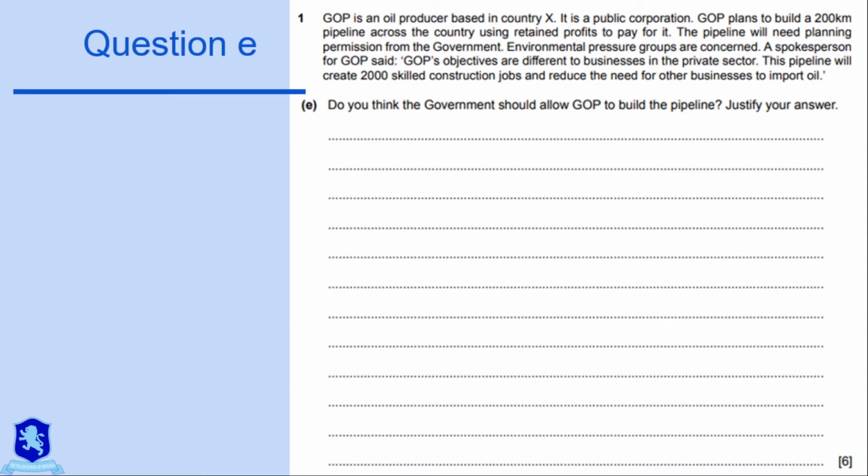Do you think the government should allow GOP to build the pipeline? Justify your answer. Here, you need to make at least 1 relevant point. For example, it would create jobs. That's the knowledge point. Then you need at least 1 reference to the business. It would create 2,000 jobs.